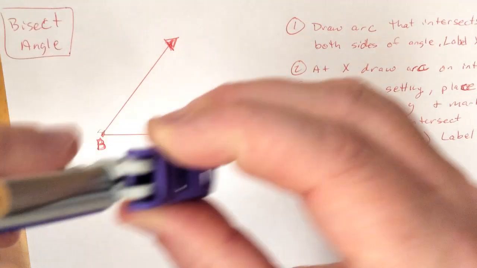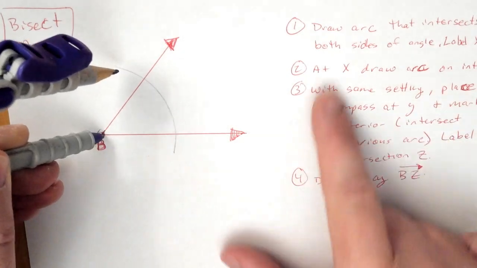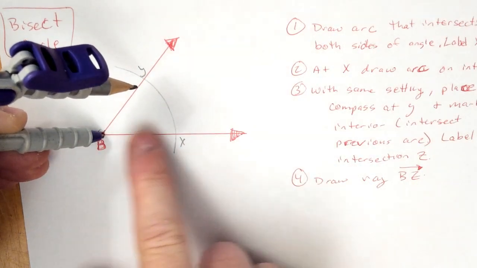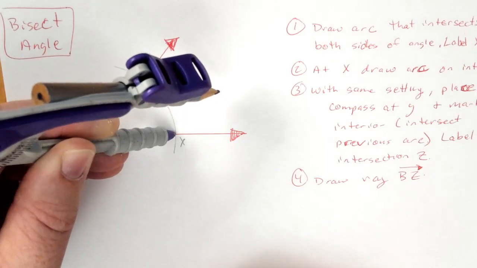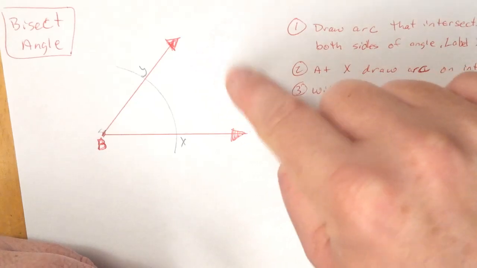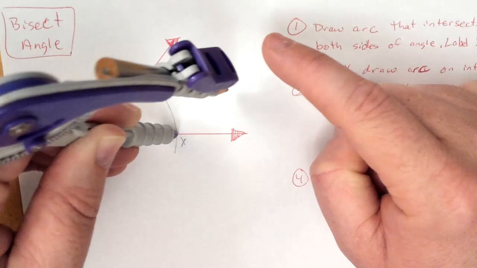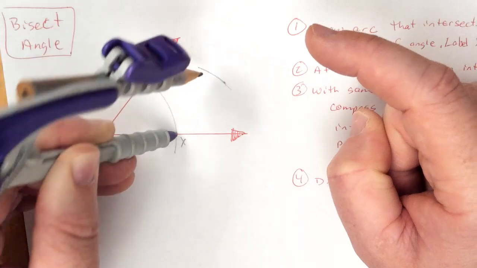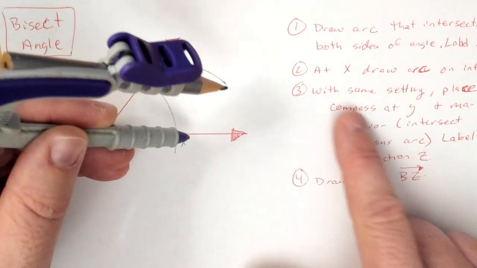So put your needle at B. We're going to draw an arc. Excellent. Now we're going to label those as X and Y. All right, so now we're going to go to X. It doesn't matter if you go to X or Y. Go to X, and we are going to mark the interior. So somewhere in here, because we need an intersection so we can draw a line through there, right? So we're going to draw a little arc right in here and make it big enough so that we can make an intersection.